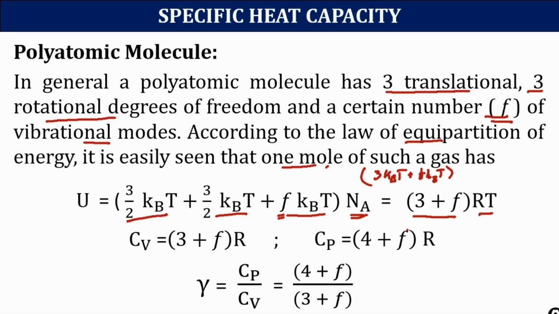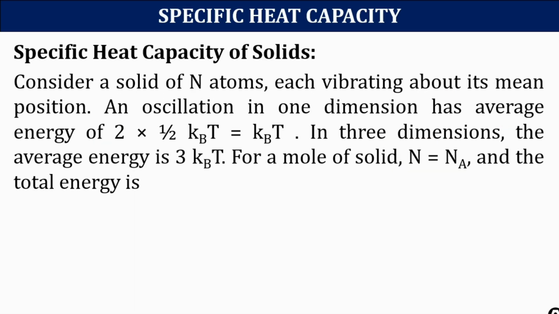This is a general expression. Determination of specific heat capacity of solids. ಇಲ್ಲಿ ನಾವು n number of atoms ಅನ್ನ ಕನ್ಸಿಡರ್ ಮಾಡ್ತಿದ್ದೇವೆ. ಸಾಲಿಡ್ಸ್ ಅಲ್ಲಿ ನಾವು ಮಾಲಿಕ್ಯೂಲ್ ಅಂತ ಕನ್ಸಿಡರ್ ಮಾಡ್ಲಿಕ್ಕೆ ಬರೋದಿಲ್ಲ. It will be atoms, and each atom will be vibrating about its mean position in one dimension. Average energy associated with each atom should be equal to 2 into half kBT, which is equal to kBT.